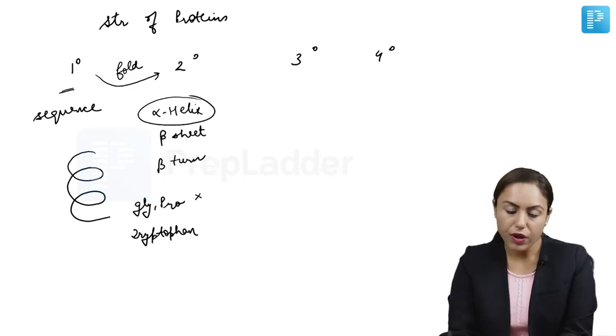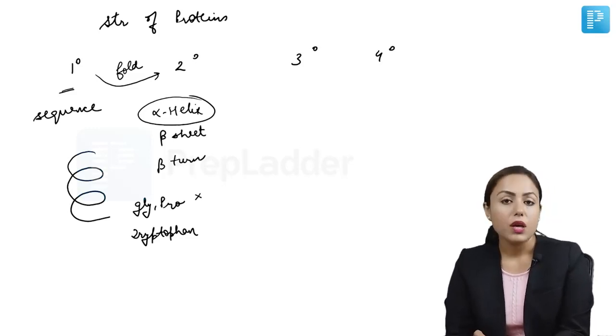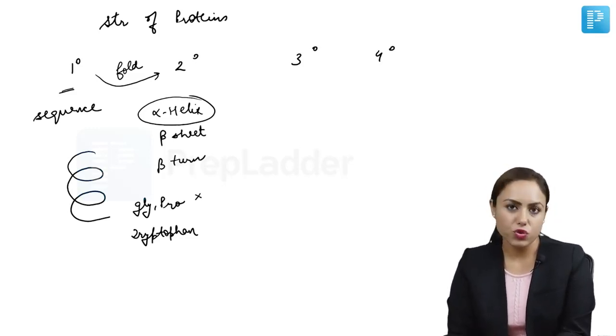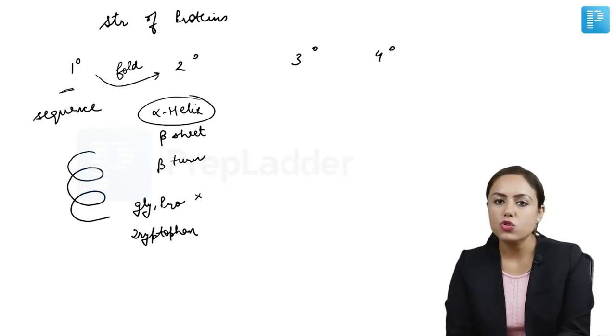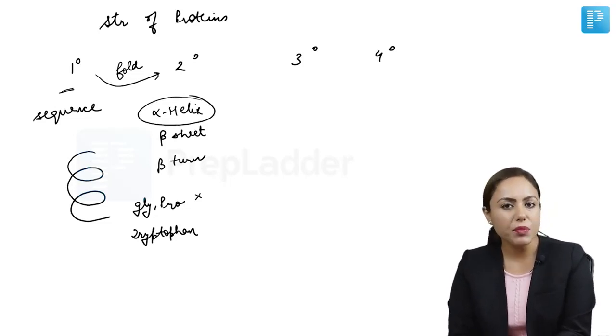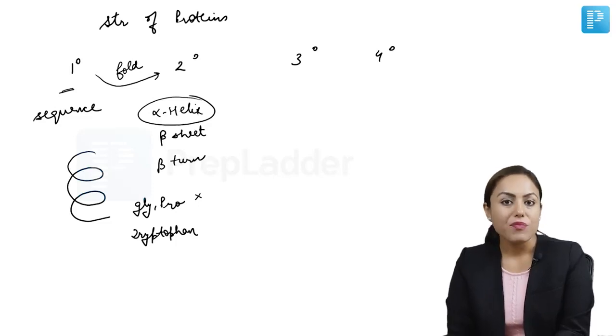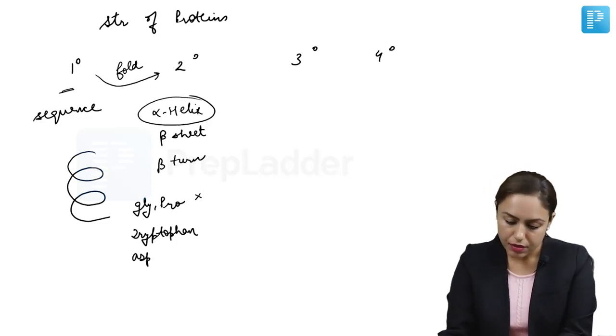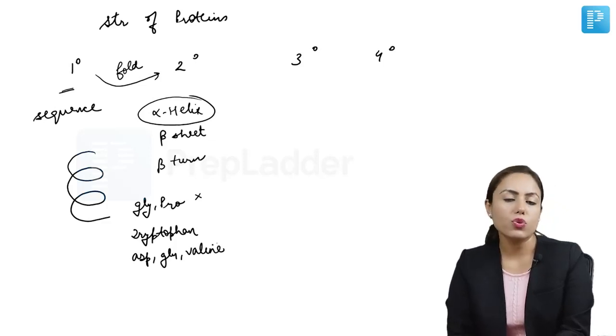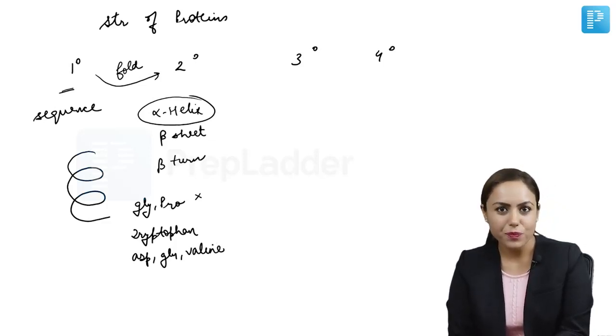Glycine and proline are not found in the alpha helix because they create a bend in the structure. The alpha helix does not have any bend; it is a symmetrical helical structure, right? Then aspartate, glutamate and valine are also not found in the alpha helix, right?